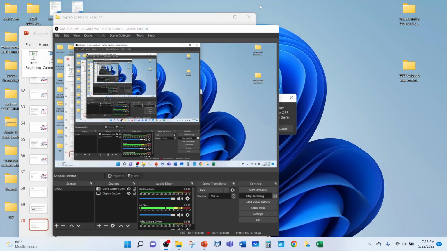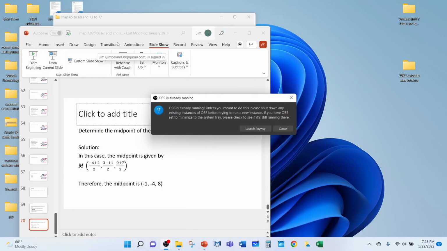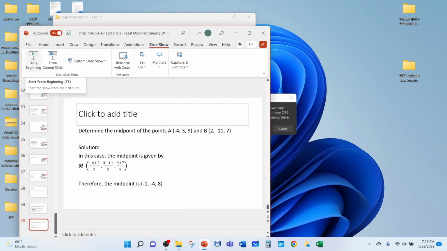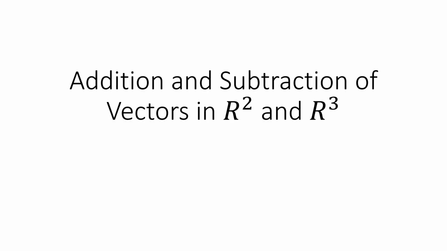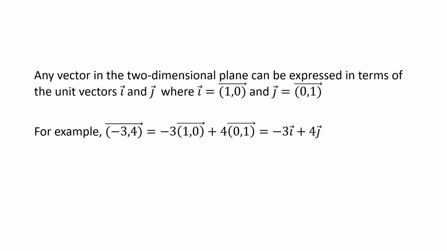In this video, we're going to talk about adding and subtracting vectors in R2 and R3. Any vector in the two-dimensional plane can be expressed in terms of the unit vectors i and j, where i is equal to the vector 1, 0, and j is equal to the vector 0, 1. So for example, the vector negative 3, 4 can be thought of as negative 3 times 1, 0 plus 4 times 0, 1, or in other words, negative 3i plus 4j.